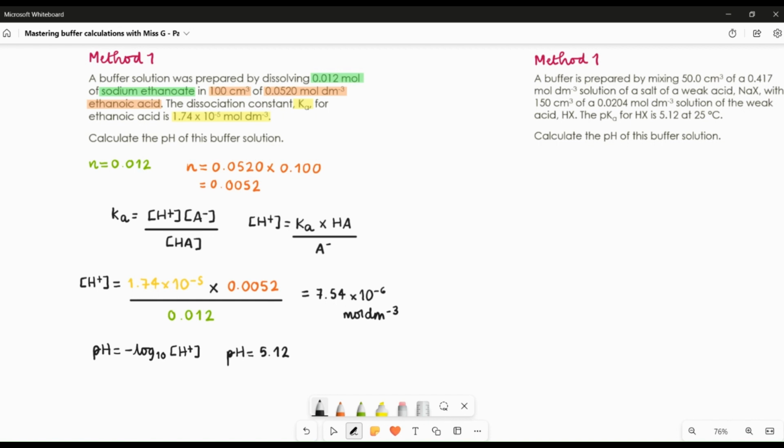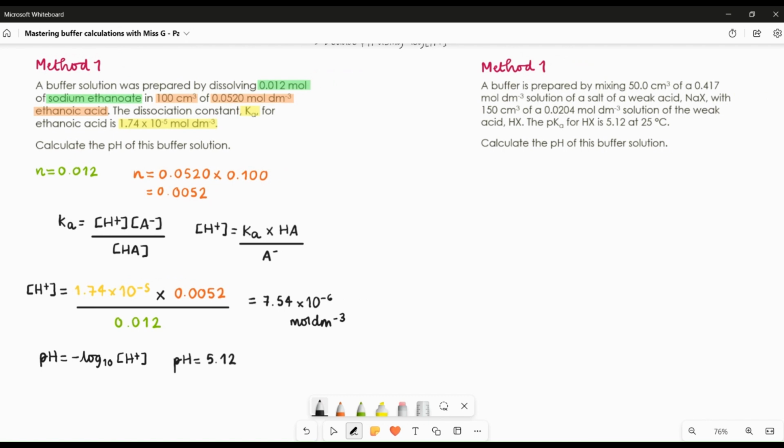Let's do another example. And in the next example, it's going to be still a method 1 calculation where we're adding the salt of the weak acid to the weak acid without having to make the salt first. And in this one, it is slightly harder because we haven't been given a Ka value, we've been given a pKa value, and from that we're going to have to get Ka. So there's going to be an extra mark available for this next question as a result of that, but ultimately this next question will be identical to this one.